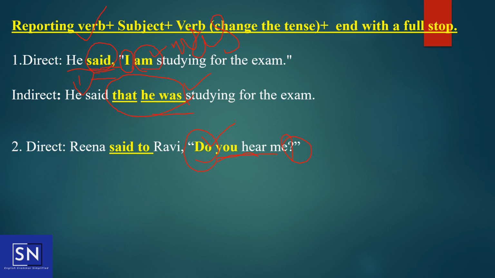Let's apply the rule or formula. For an interrogative sentence, what is the reporting verb? Here in the direct speech, it is said to. When you change into indirect speech, the reporting verb is asked. What is the reporting verb? Asked. Said to will change to asked because this question is an interrogative yes or no question.